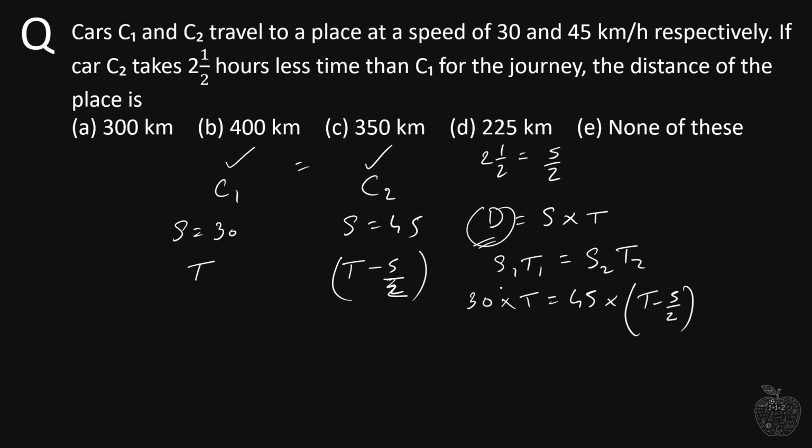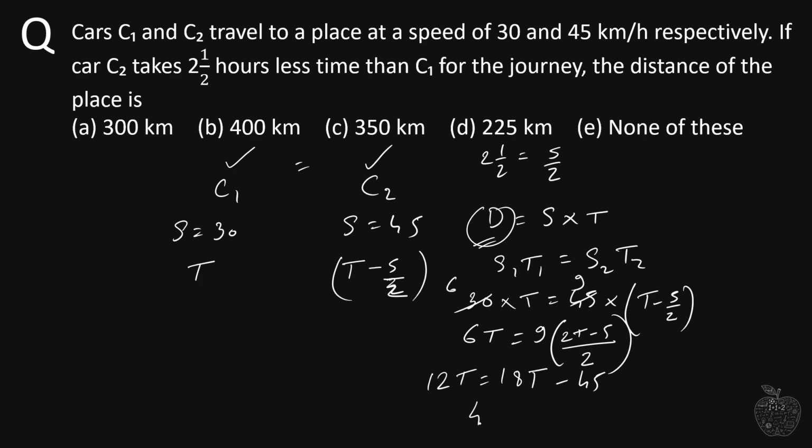Alright, let's solve this. We get 5 sixes are 30, 5 nines are 45. So we are left with 6t is equal to 9 into (t minus 5 by 2). Let's take the LCM here. It is 2. So 2t minus 5. So this 2 goes on the left hand side and gets multiplied with 6. So 6 twos are 12t is equal to 9 twos are 18t minus 9 fives are 45.